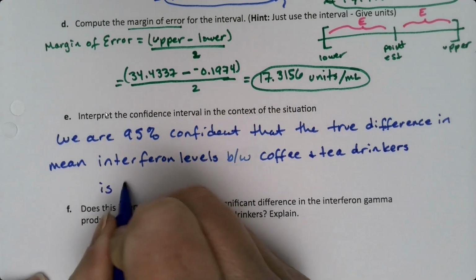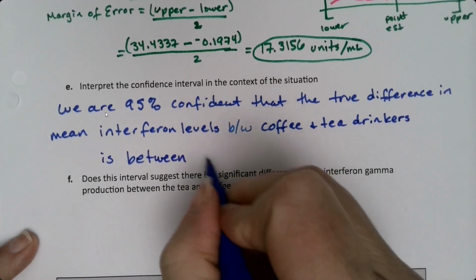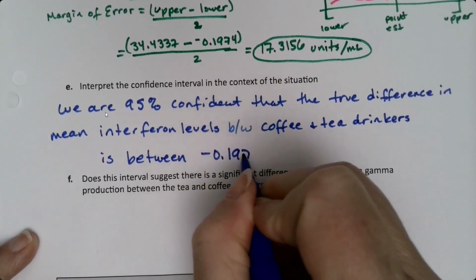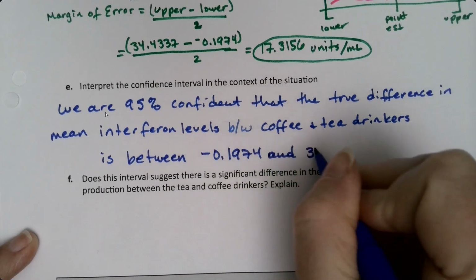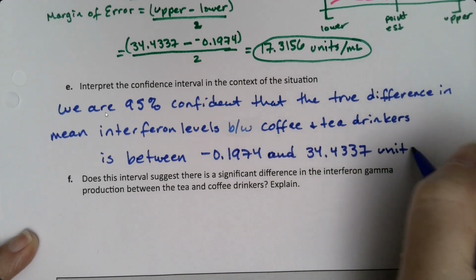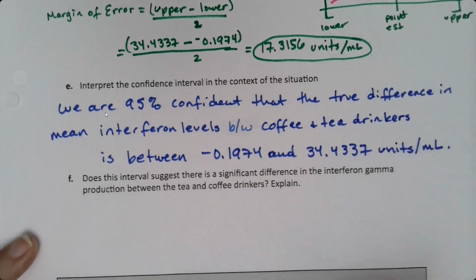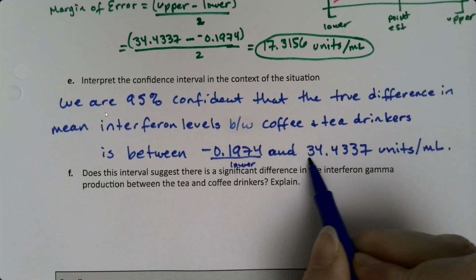Is between negative 0.1974 and positive 34.4337 units per milliliter, right? We always go back to the lower, right? This is the lower and this is the upper.